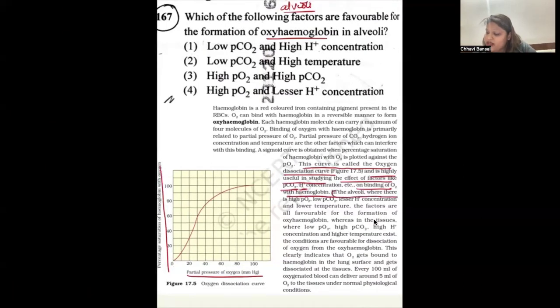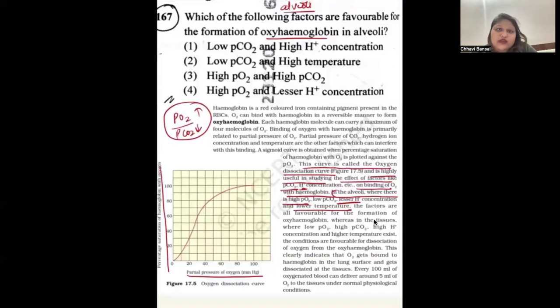In the alveoli there is high PO2. Obviously, if it's alveoli, then fresh air is available, meaning the partial pressure of oxygen will be high. And if the partial pressure of oxygen is high, the partial pressure of CO2 is low, at least in the alveolar region. Not in the blood that is coming to the alveoli, but inside the alveoli, the partial pressure of O2 should be high and the partial pressure of CO2 low. H positive concentration is also less, and temperature is lower. So these four factors help in binding of oxygen with the hemoglobin, leading to the formation of oxyhemoglobin in alveoli. So let's see: high PO2 or low CO2.